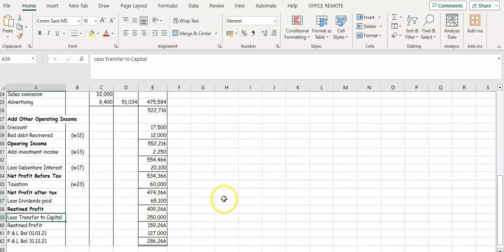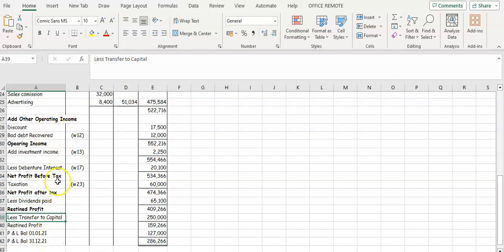It tells in the question we're going to transfer money to our capital, so 25,000 is going to go to our capital. That's going to give us 159,266. This 127,000 is coming from the trial balance, and that's going to give us a profit then of 286,266. So we would have worked fairly good up as far as this, 552,216. Then we're going to add the investment, take away the debentures, take away the tax, take away the dividends paid, and just in this question we're transferring. It doesn't happen in every question itself.